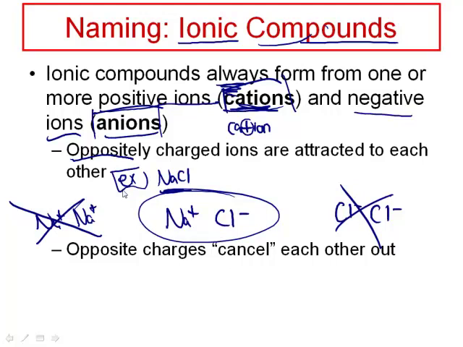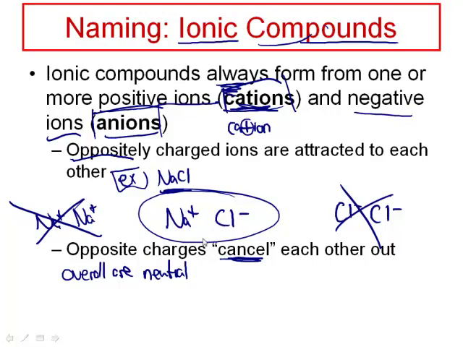Now, the other thing that's going to be important as we talk about naming and writing formulas for ionic compounds is to remember that when we form the compound, opposite charges always have to cancel each other out, okay? Ionic compounds overall are neutral, meaning that the positive charges and the negative charges balance each other out, and the total charge in an ionic compound is always going to be 0. Okay?